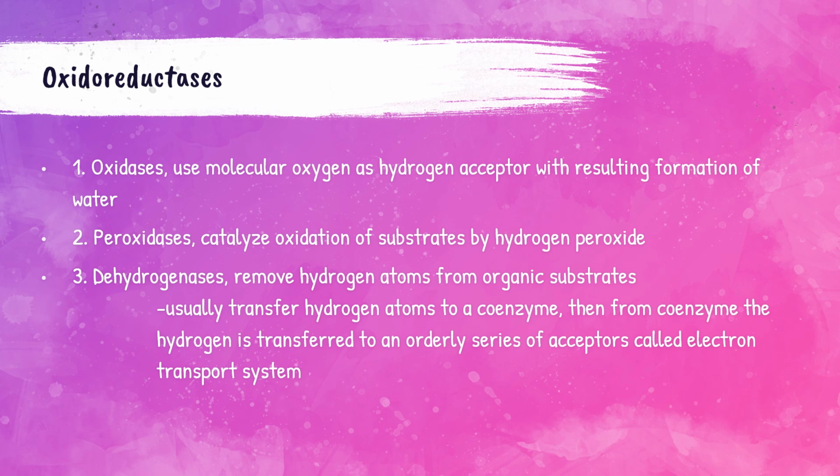Dehydrogenases usually transfer those hydrogen atoms to a coenzyme, and then from that coenzyme, the hydrogen is transferred to acceptors called the electron transport system. This system is very important in the production of cellular energy through coupling with oxidative phosphorylation. The final acceptor for those hydrogen atoms in that process is molecular oxygen, which results in the formation of water.